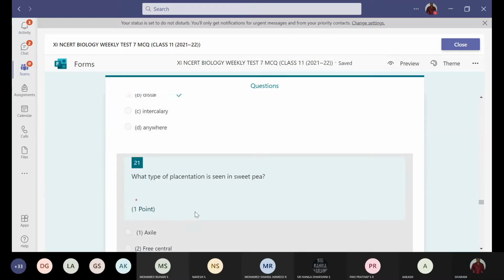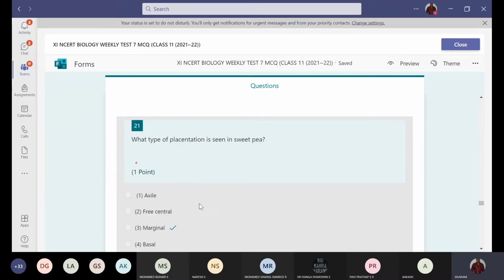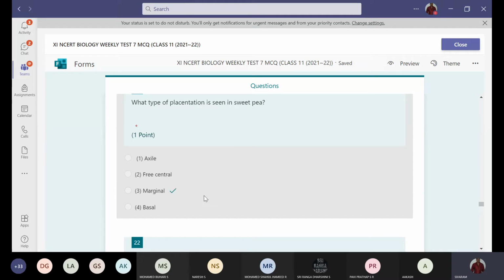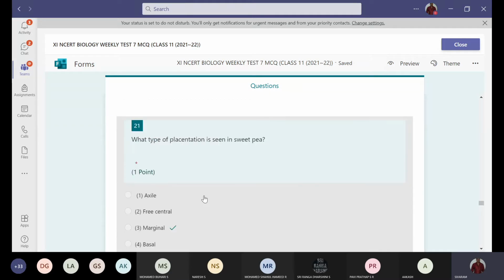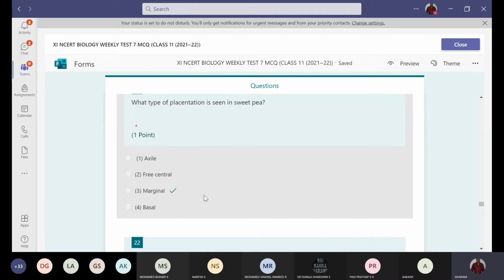Okay. And next, what type of presentation is seen in sweet pea? Marginal presentation. Sweet pea belongs to Fabaceae. In Fabaceae, we'll find marginal type of presentation.